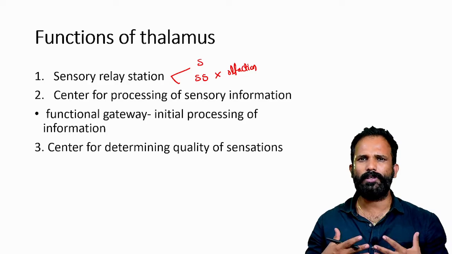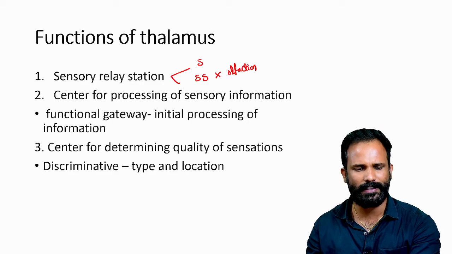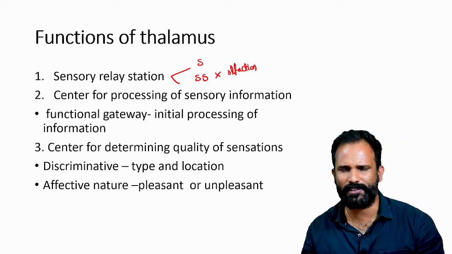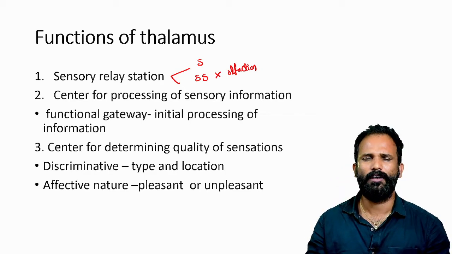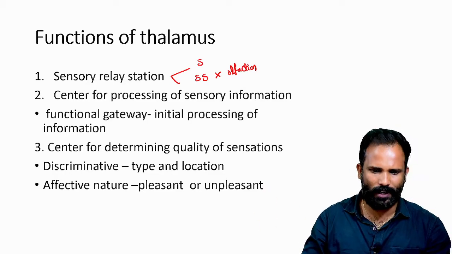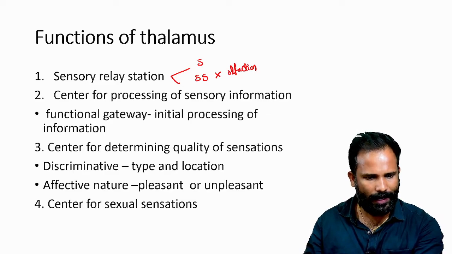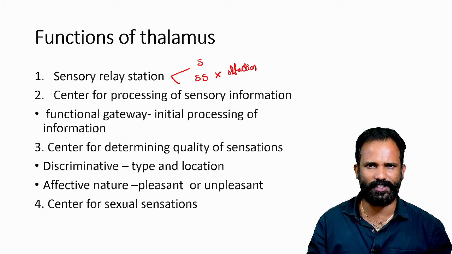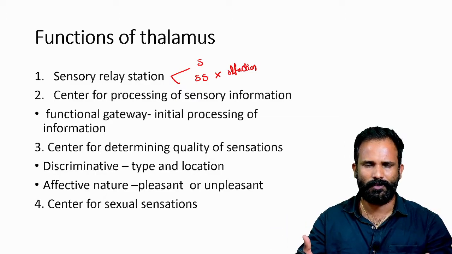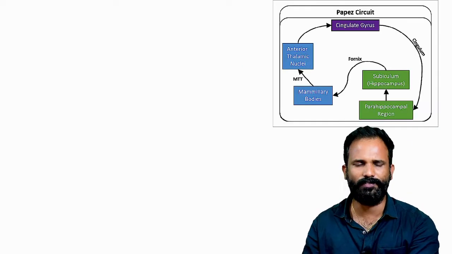And it also can determine subcortically the quality of sensations. What quality? Affective nature, whether it is pleasant or unpleasant sensation, and discriminative, what type of sensation it is and from where it is coming. So it can locate and it can determine what type of sensation it is. And also it is the center for sexual sensations. So the sensations which make erections or whatever, that is also under the control of thalamus.